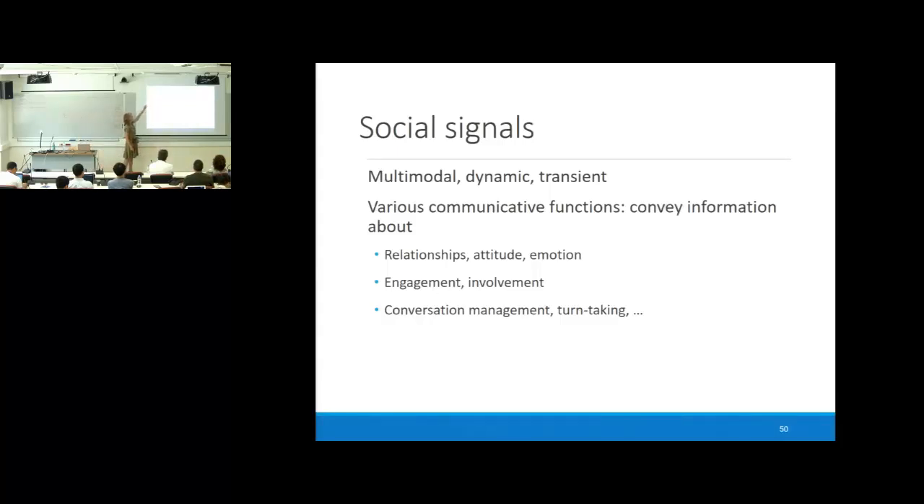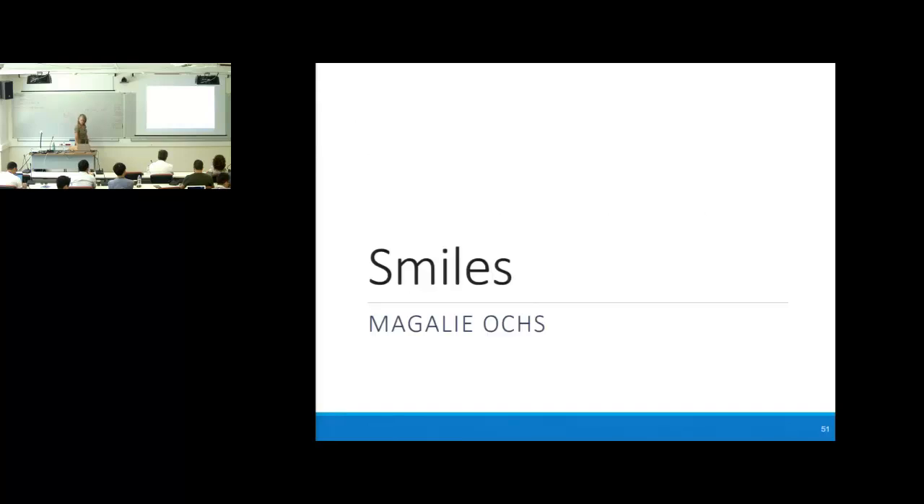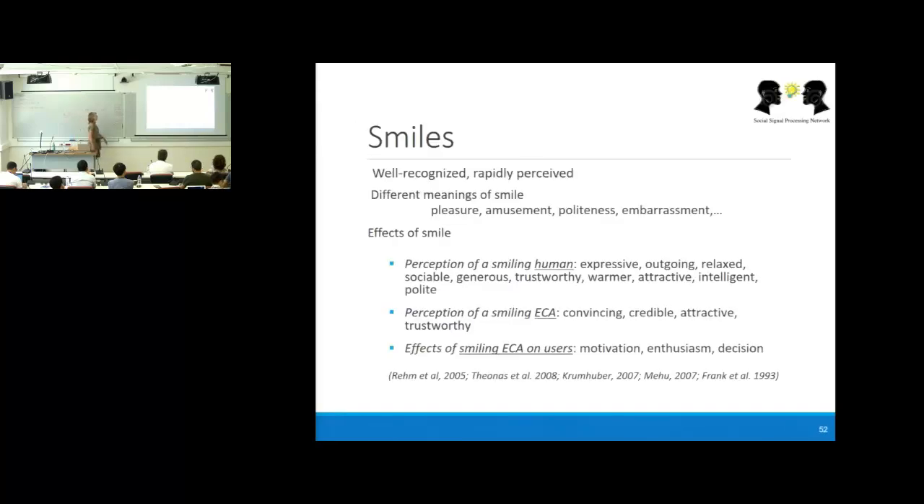Smile is part of social signals. The multimodal signals are dynamic and transient, and they can convey different functions, such as relationship, attitude, emotion, engagement, and also manage turn-taking and all that. As I mentioned, smile is extremely well recognized, it's rapidly perceived, and it can have different types and different meanings. And why is smile important?